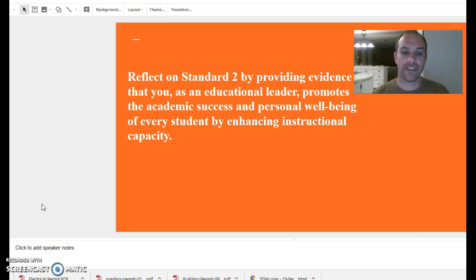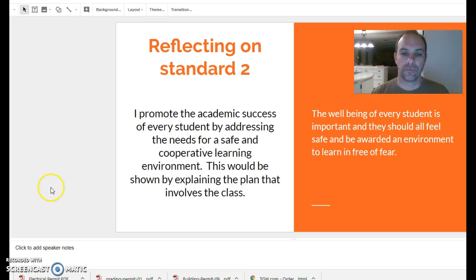Now to reflect on Standard 2. Standard 2 focuses on promoting the academic success of all students. I feel like I was able to do this in this assignment by having a safe and cooperative learning environment. Like I mentioned before, safety is really important in the classroom, especially for young kids. They have to feel safe to be in the classroom to be able to learn. The last thing they should have to think about is being fearful of being hurt in the classroom. The well-being of every student is important, and that environment should be in every classroom, even though I know it's not always applicable.